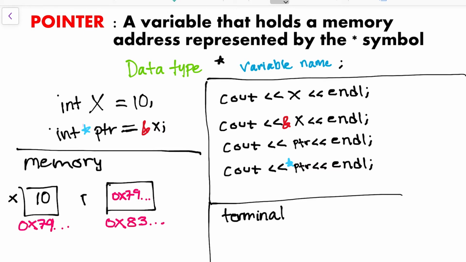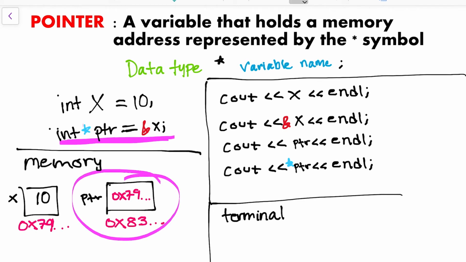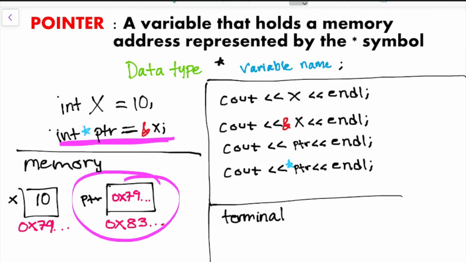Remember, the pointer variable has its own memory address, which is represented by this 0x83. And inside of that, it holds the memory address of another variable. So in our case, we declared it to have the memory address of x. So here you can see inside of our PTR box here in memory, we hold the memory address of x, which we can see right there to the left of it. So inside of PTR, we have 0x79. And remember, that is the memory address of x. But PTR has its own memory address, 0x83.